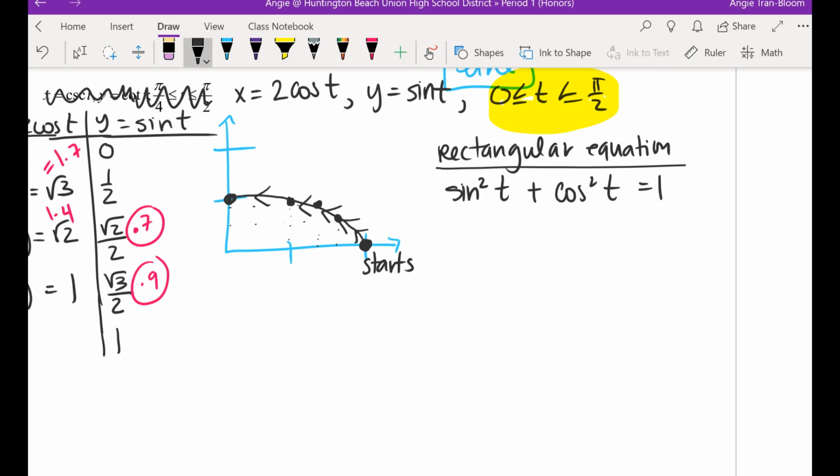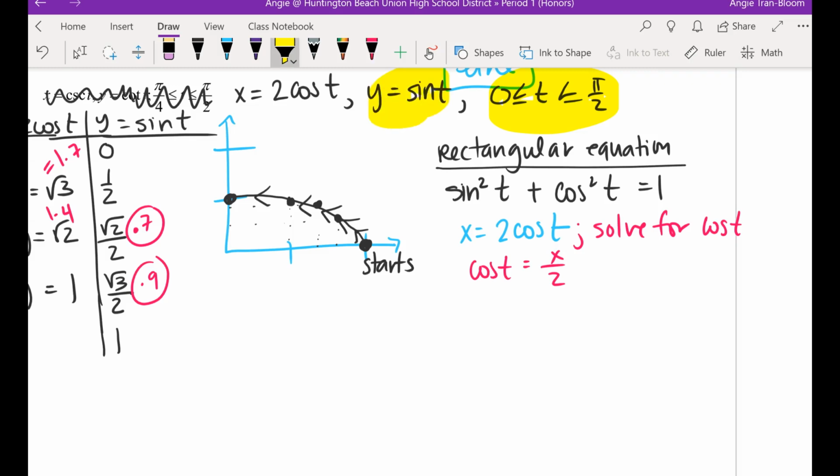Well, since x was given to you as 2 cosine of t, I'm just going to solve for cosine of t. That means I'm just going to divide both sides by 2. So cosine of t is x divided by 2. Got it? Now that I have cosine of t, sine of t is just simply y. I'm just going to plug it in here.